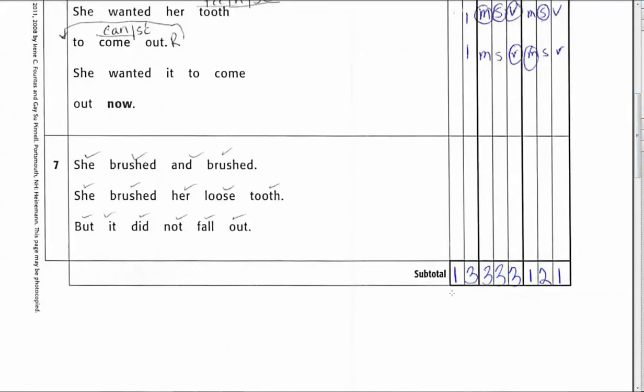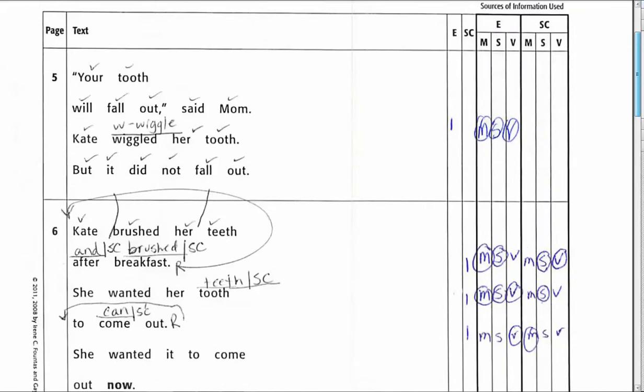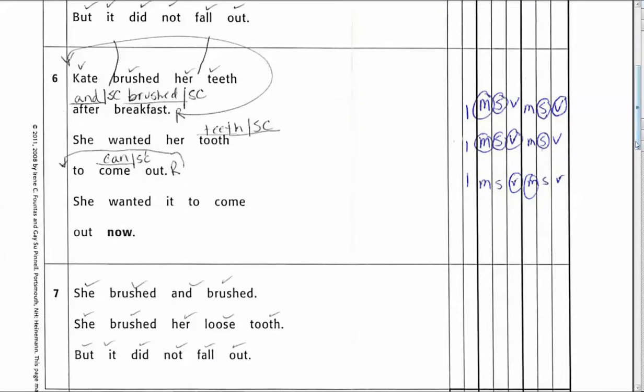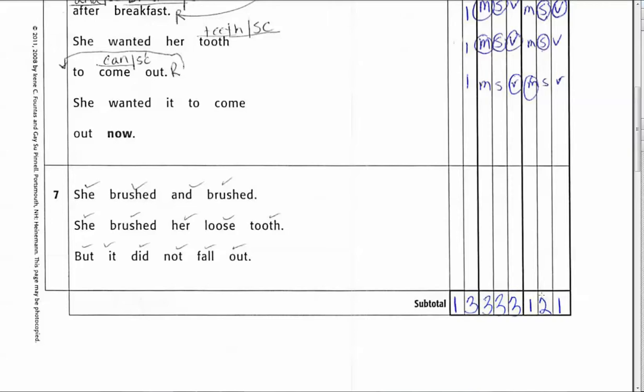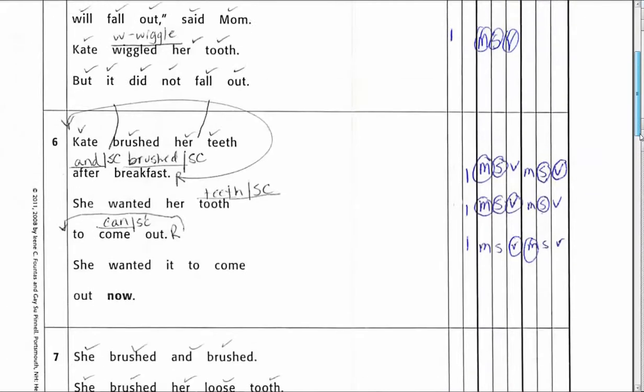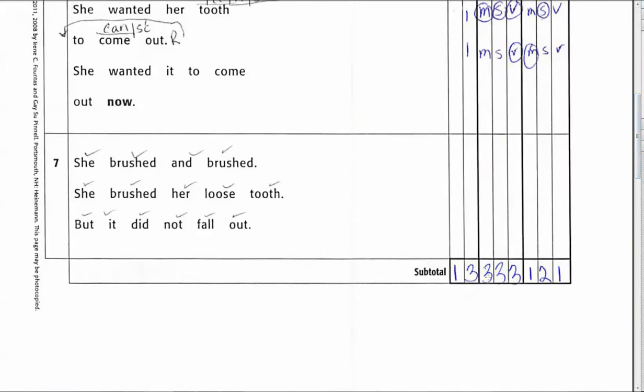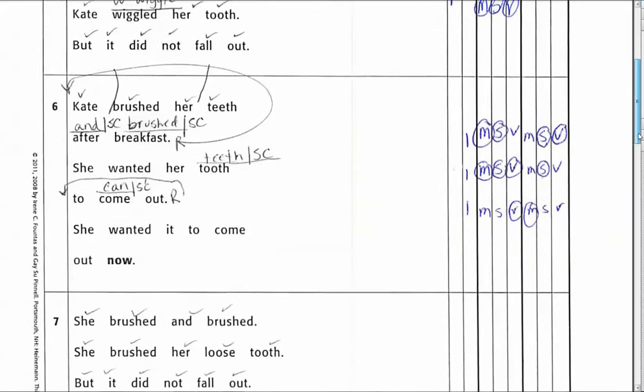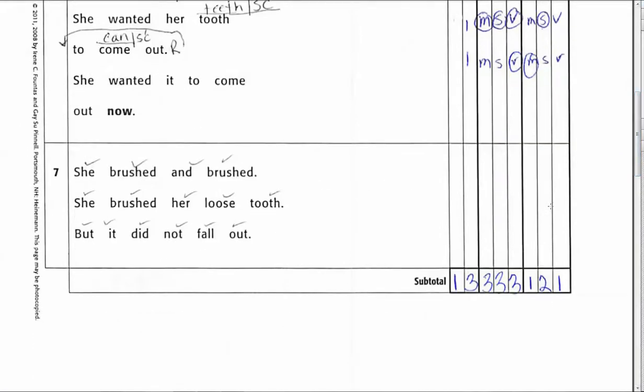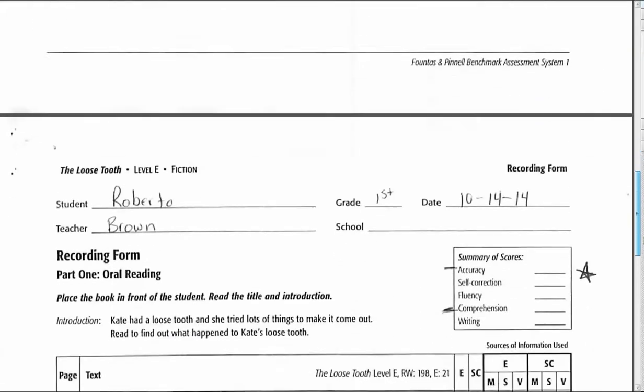So then we go down to the bottom and we total up our errors and our miscues. There is one error and there are 3 miscues. Then we look at the information that's used and we circle three meaning, three structural, three visual miscuing. And when we get to the self corrects, we circle one meaning, two structure, and one visual similarity. So that's page one of Roberto.